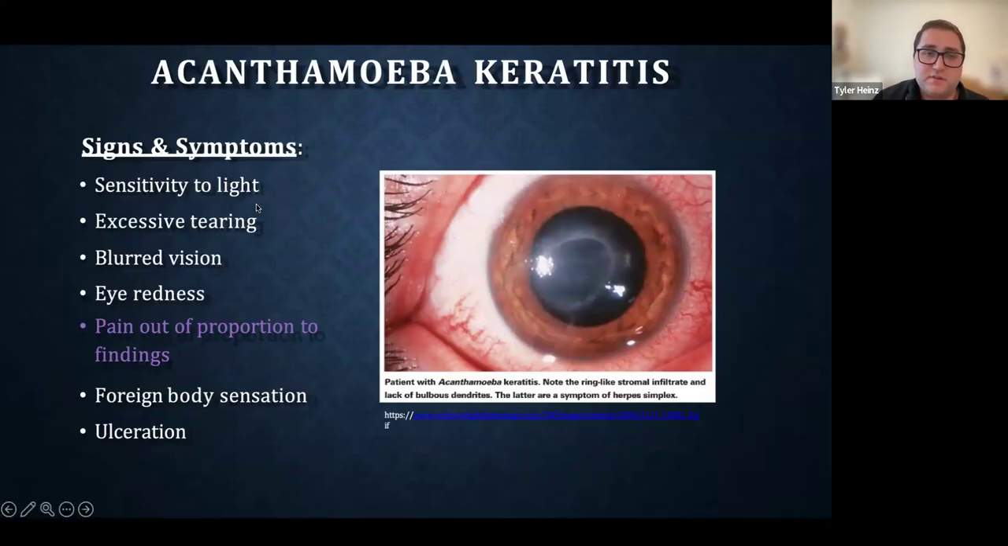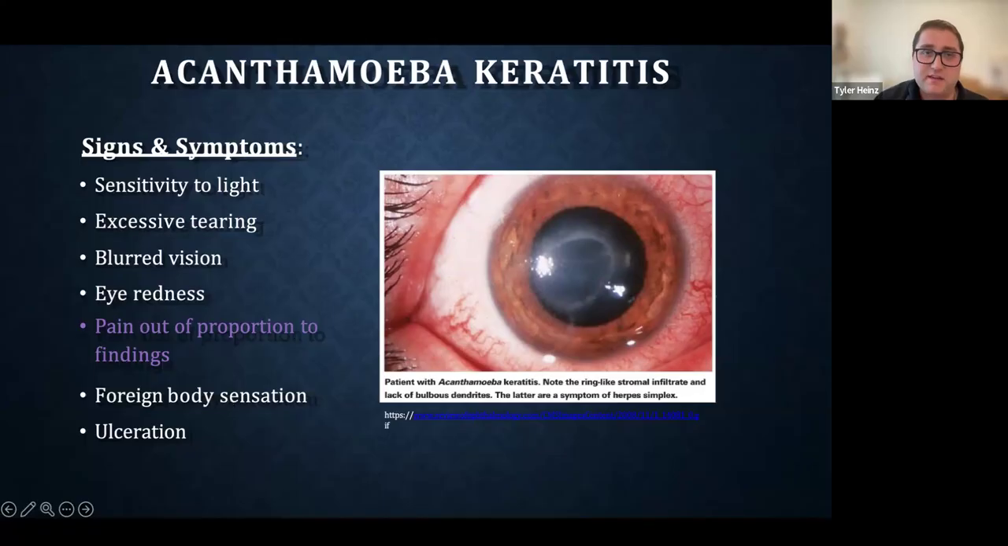So your signs and symptoms: sensitivity to light, excessive tearing, blurry vision, eye redness. One of the big things with acanthamoeba, though, is pain out of proportion to findings. So they're going to be in a lot of pain, despite not seeing anything too off with them in the early stages. They may have a foreign body sensation and, of course, ulceration.